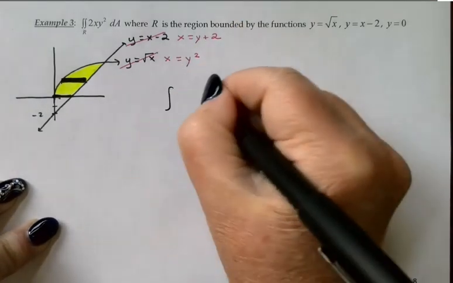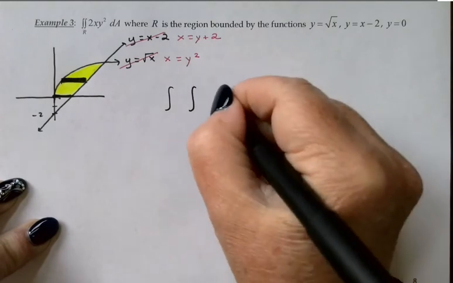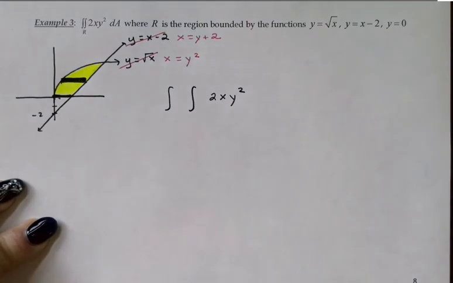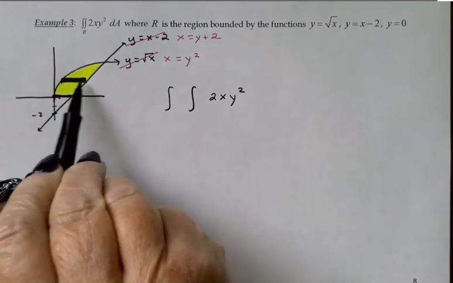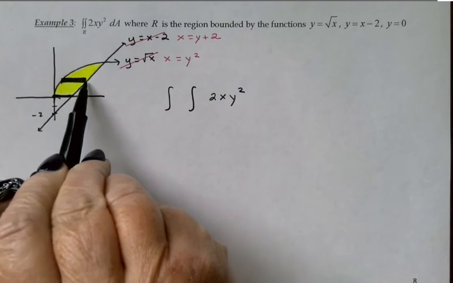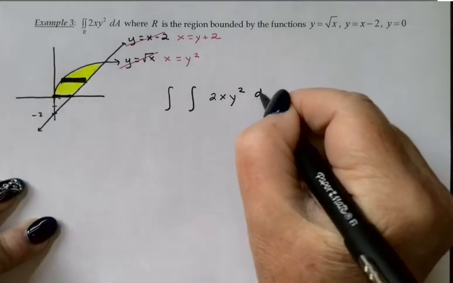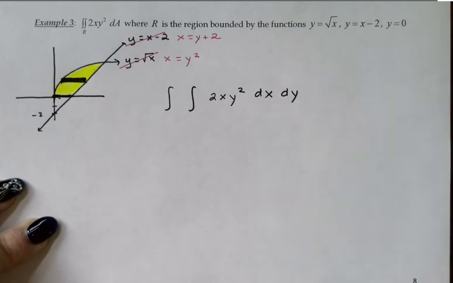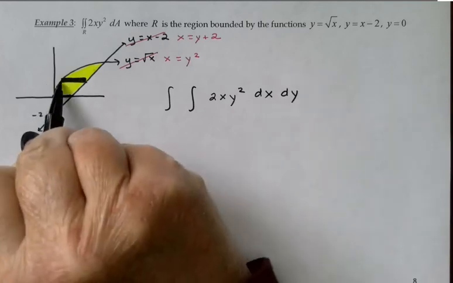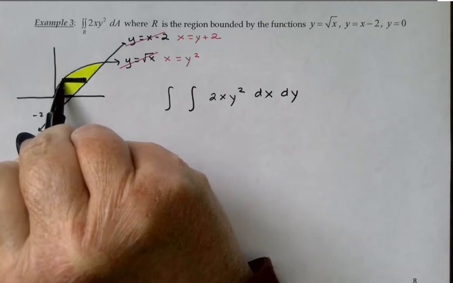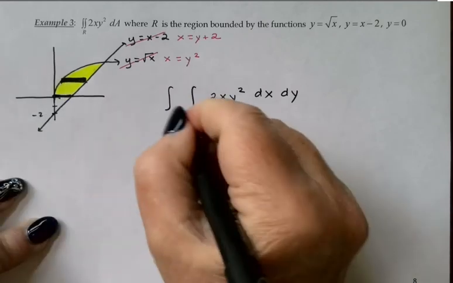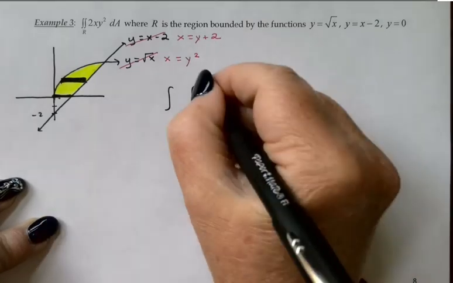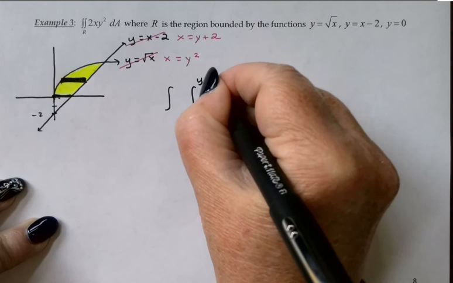All right, I'm going to begin setting up my double integral. My integrand is 2xy squared. And this time, since I'm going horizontally, I'm integrating from an x value to an x value first. So I'll start with dx, and I'll do dy second. Going left to right, the left side of my rectangle is on the curve x equals y squared, and the right side is on x equals y plus 2.